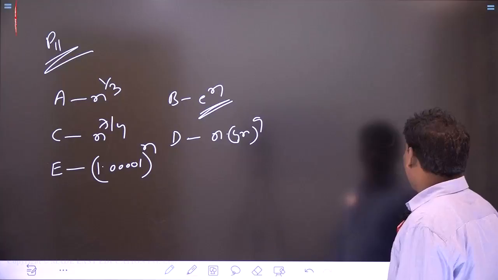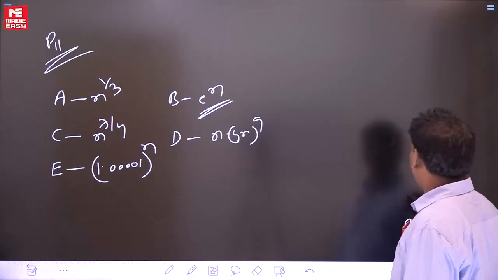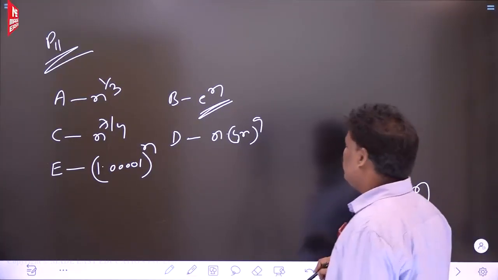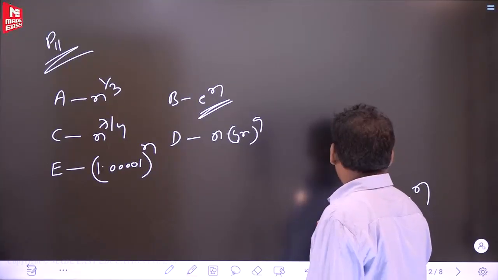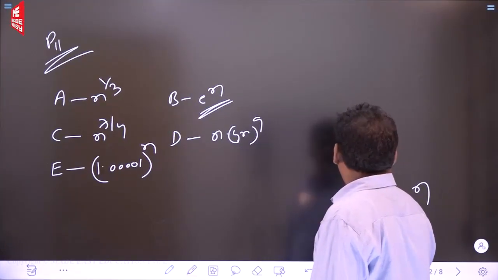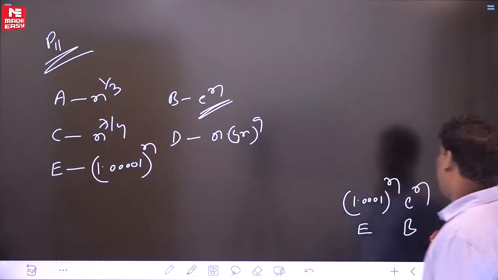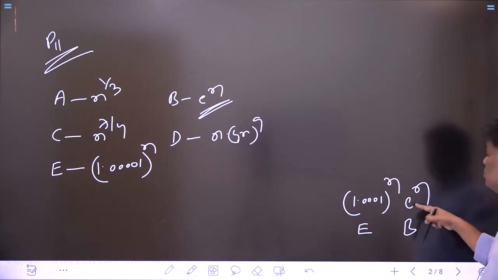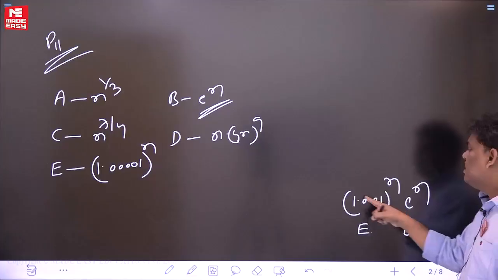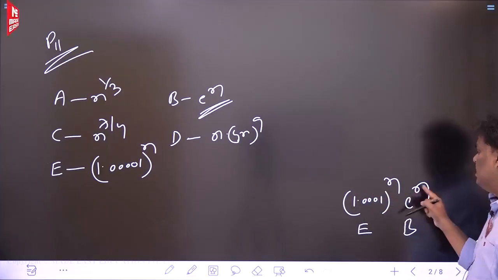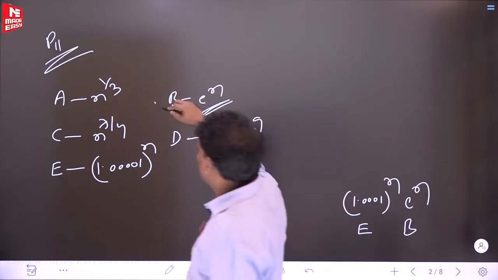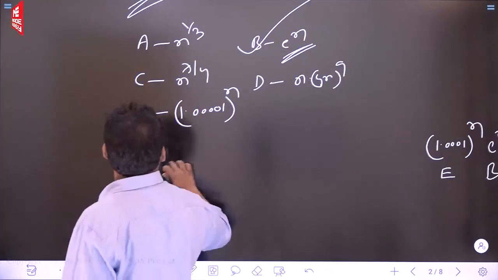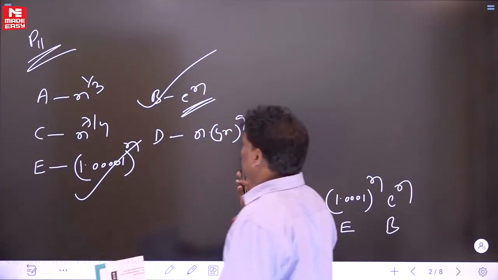Let me write here. Number 1 is B, which is e power n. What is the next one? E, 1.00001 whole power n. Exponential ones are bigger. But the e value is 2 point something, whereas here it is 1 point something. That is the reason this is the first bigger and this is the next bigger. These two exponential ones I have written are clear. Until now it's fine.